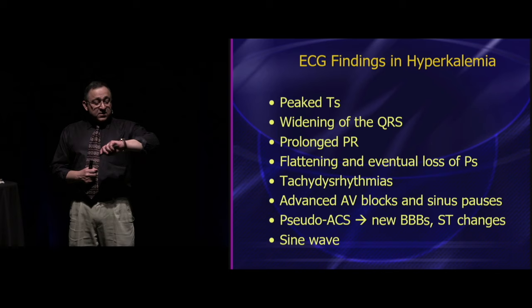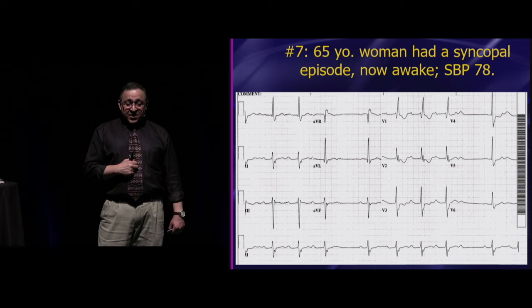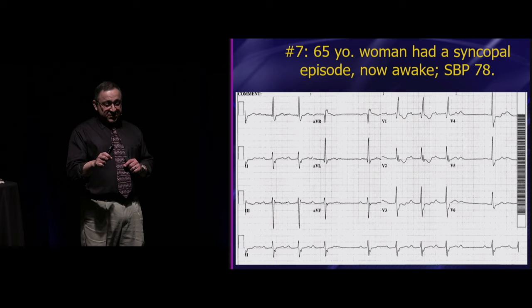All right, let's do a couple quick ones here, and then we'll move forward. So this is a 65-year-old, and then we'll take a break, all right? A 65-year-old woman who had a syncopal episode. Now she's awake, but blood pressure is 78, so she's still hypotensive. We'll say that the right bundle is old. She's got an old right bundle, but just focusing on the rhythm. What do you make of the rhythm?